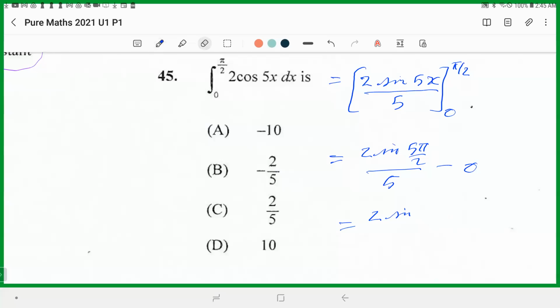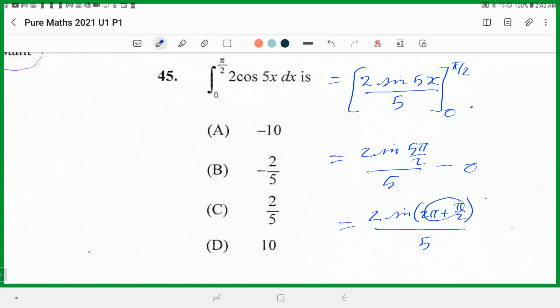2.5 pi. We can write it this way. It's 2 pi plus pi by 2, over 5.